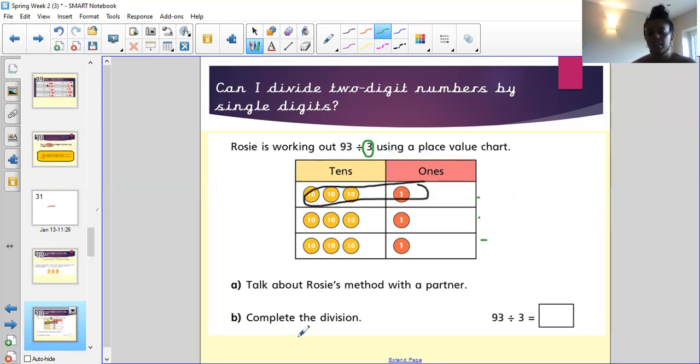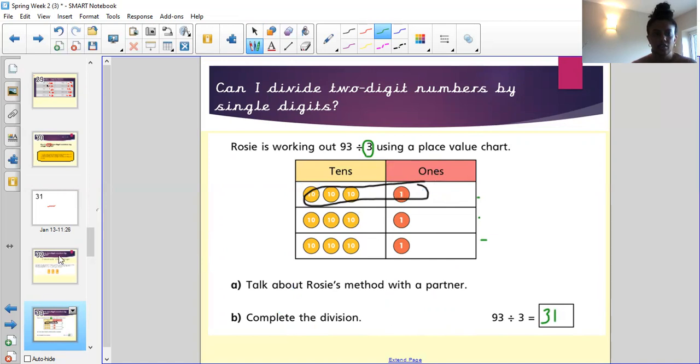So when we're looking at the answer to this question, we just look at the first row. So the first row shows us that we have how many tens? 30, and how many ones? 1. So the answer is 31.